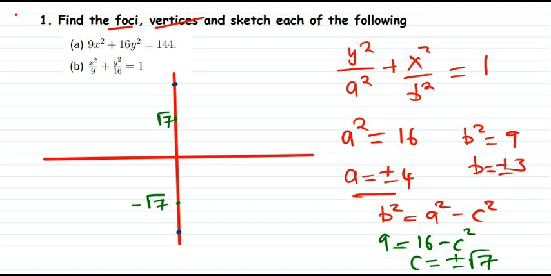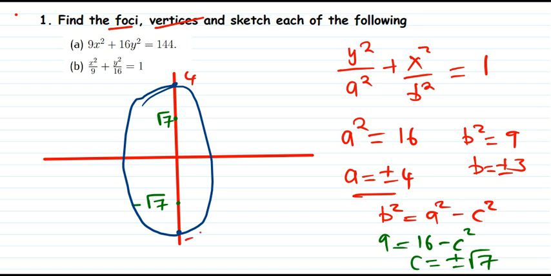So something like this. Don't mind my drawing, it's kind of difficult to draw on the laptop. Okay, something like that though. Okay, so that's 4. This is negative 4.